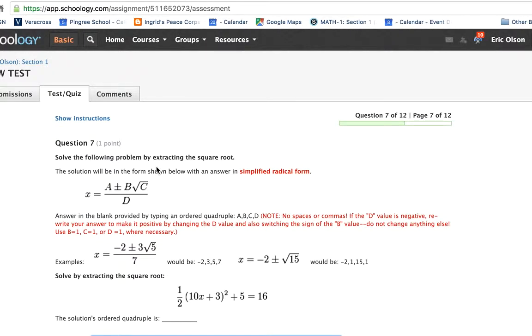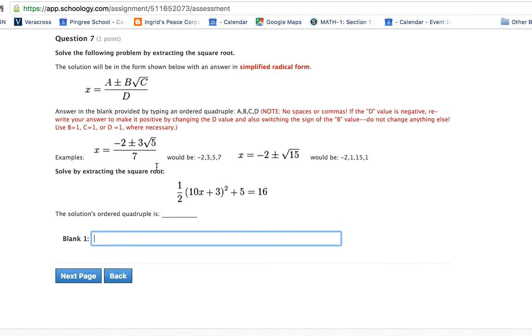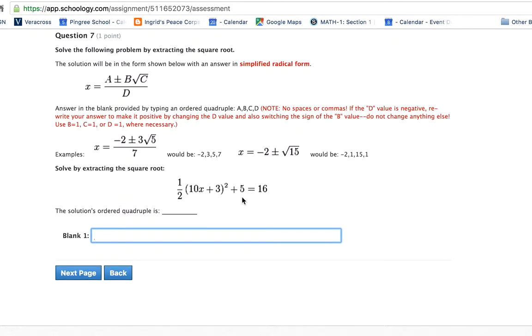Okay, solve the following by extracting the square root. Okay, this is where we peel it away layer by layer. We're going to do the outermost layer first. I'm going to take away 5 from both sides. That makes 11. There is 11.